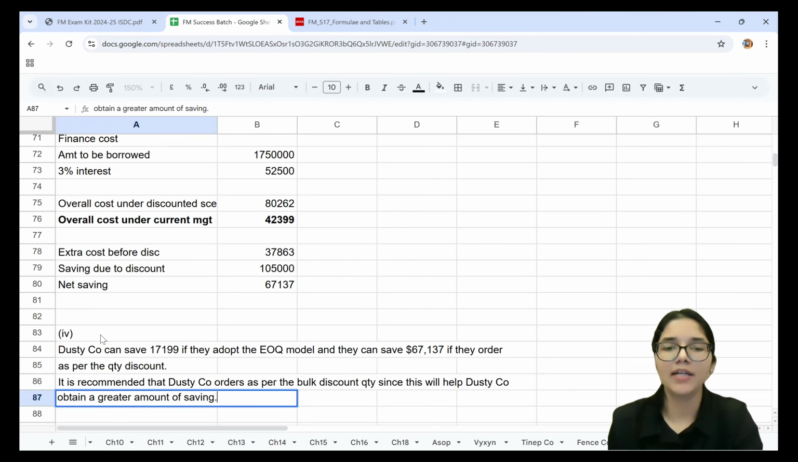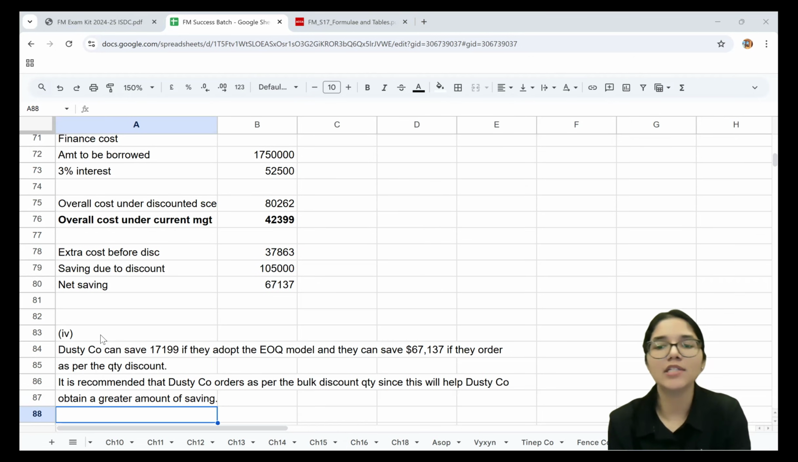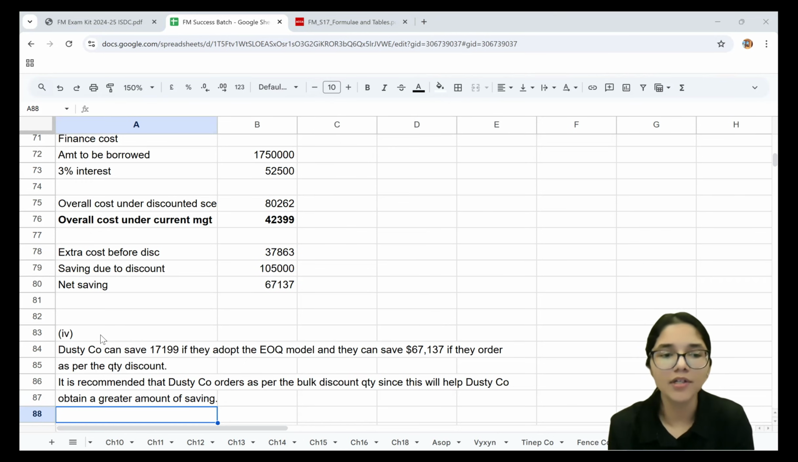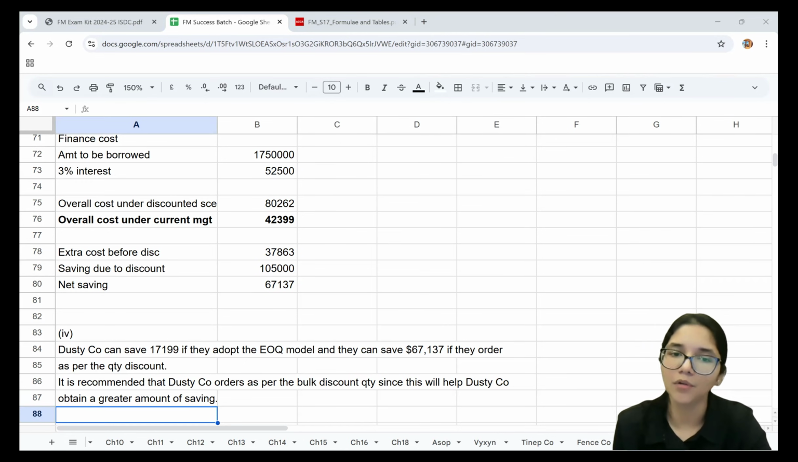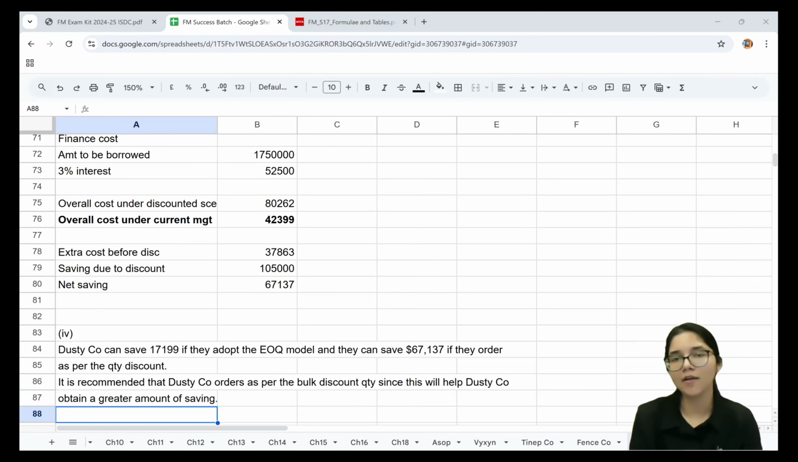So with this recommendation, you people will be able to score the 1 mark that is available for giving the recommendation with the justification. So I've showed both of the numbers, what will be the financial consequence with EOQ, what will be the financial consequence with the quantity discount. And then at the end, I've given the recommendation that they should go ahead with bulk discount. And then the justification has also been given, that the reasoning is that because it gives you a higher amount of saving. So this is how you will be able to secure the 1 mark which was available for this recommendation.